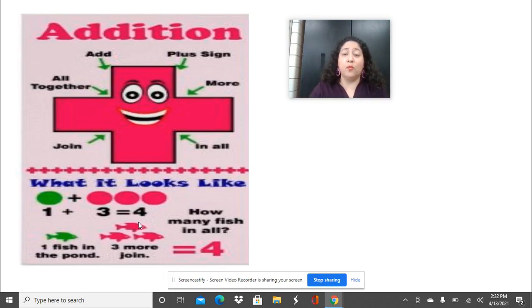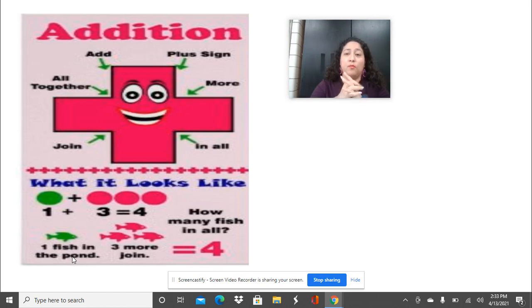Okay, so for this week, you really have to listen and pay attention so that you know what you need to add. An example of a word problem is if you look down here, over here where the fishes are. There was one fish in the pond, then three more joined them. How many fish in all? So in order for you to get that answer, you have to count, right? 1, 2, 3, 4. Oh, there's 4 fish.